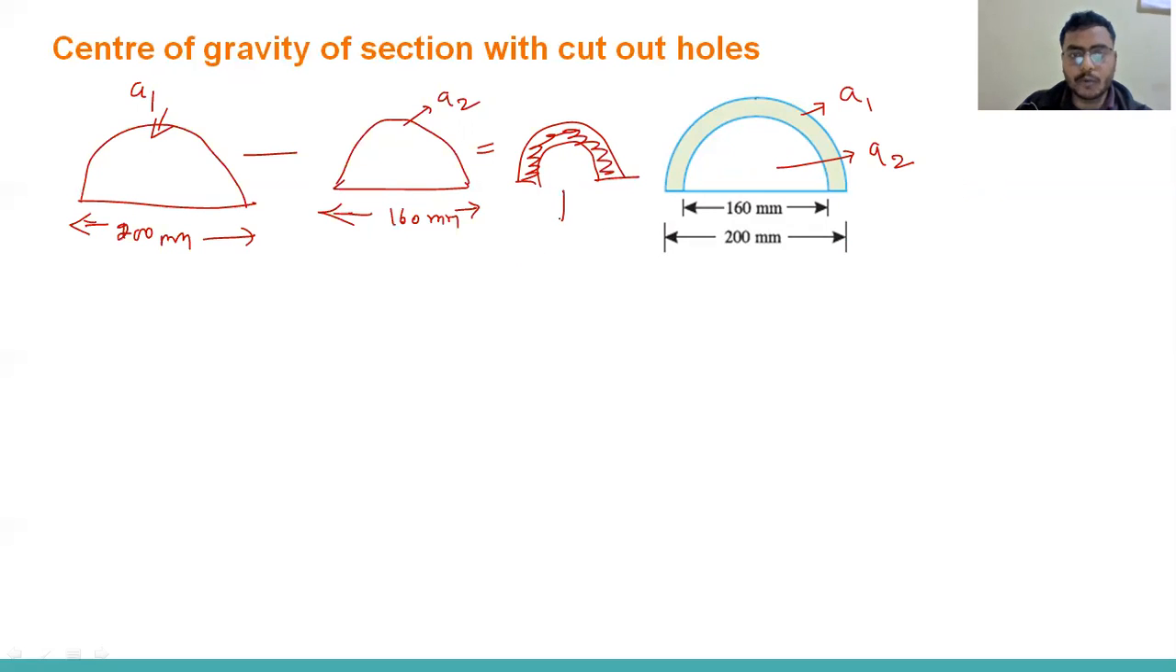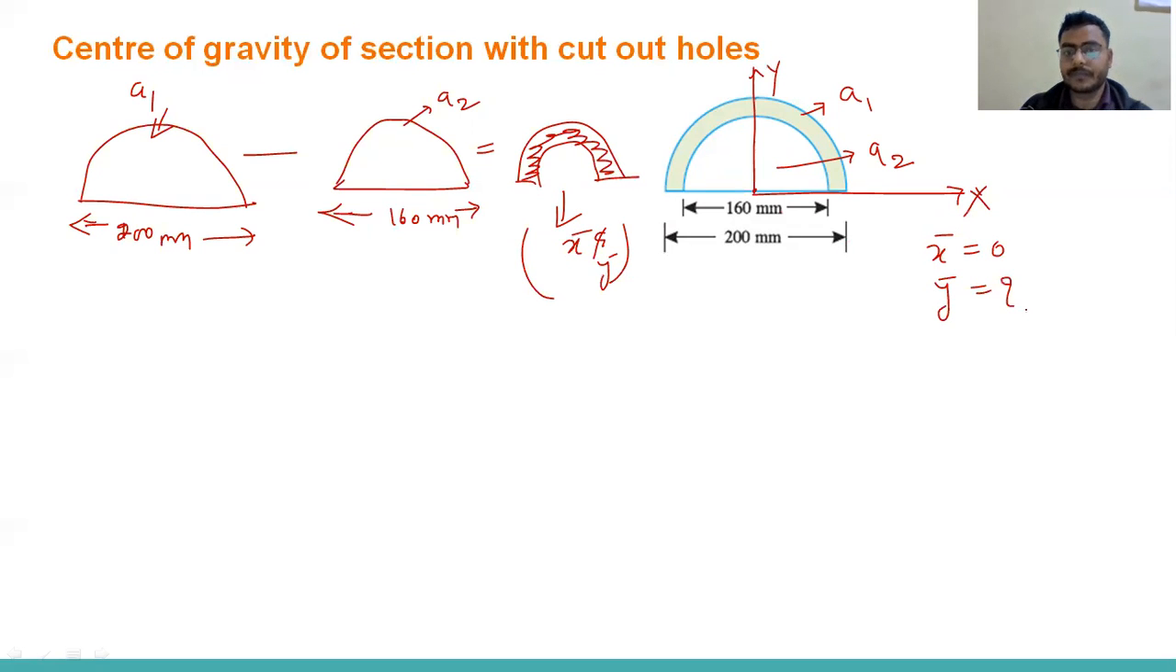We have to calculate X bar or whatever, the Y bar for this figure, right? So let's assume some axis. I'm taking it at the middle point. This is the Y axis, X axis. Due to symmetry, we can say the X bar for this figure will be 0. So now we have to calculate Y bar. How can we calculate it?